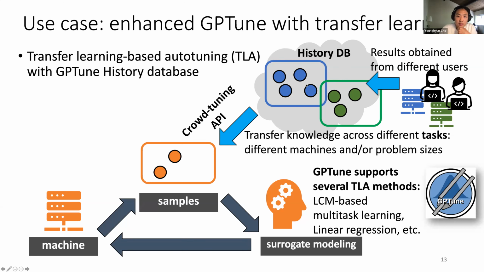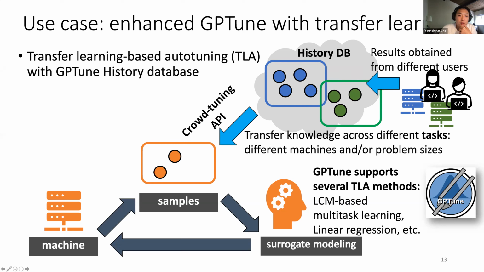One of the most interesting scenarios is transfer learning based autotuning, TLA, with the GPTune history database. So this can actually improve the tuning quality of GPTune using the data in the history database. As you can see from this figure, our database contains or will contain results obtained from many different users who are using different machines or different problem sizes. And using our crowd tuning API, GPTune can transfer data across different tasks.